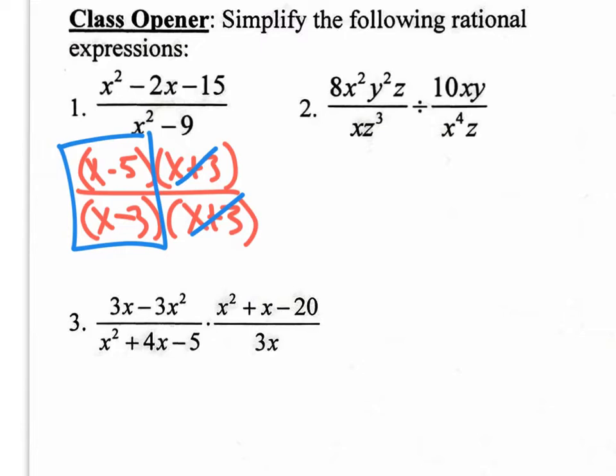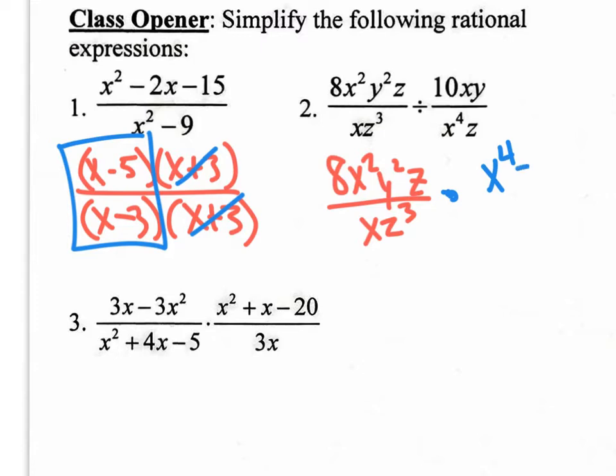Okay. Let's move on to number 2. A lot of people got confused with that type of question. Number 2 is simply changing the division to multiplication and flipping the second fraction only. The second fraction is the only one that flips. So I rewrote the first one. The second one is the one that actually flips. You change to multiplication, x to the 4th up on top, z up on top, and 10xy on the bottom.